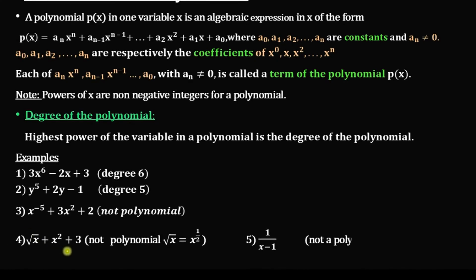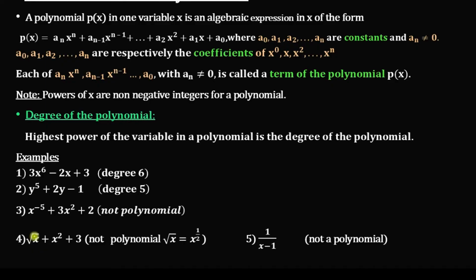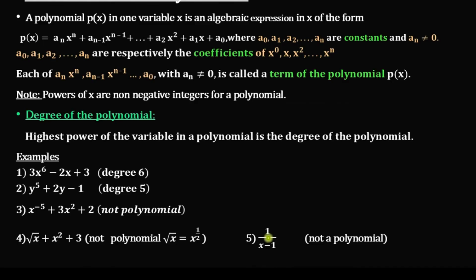Next, root x plus x square plus 3 is also not a polynomial. Why? The root x power is x raised to half. x raised to half is not an integer. So we want the powers of x as non-negative integers. Now this also is not a polynomial, that is 1 by x minus 1. Why? It is not of this form. Okay, in order to become a polynomial, it should appear in this form.